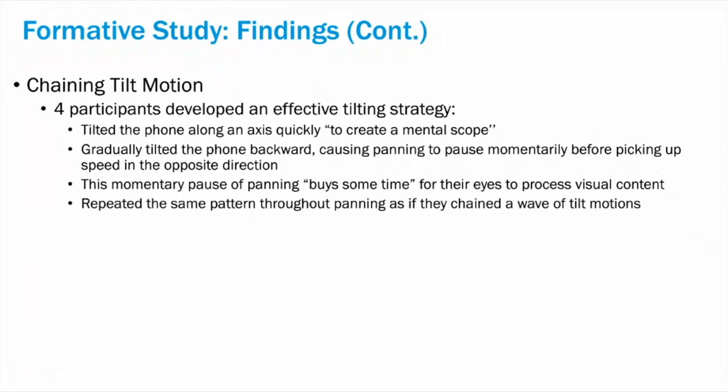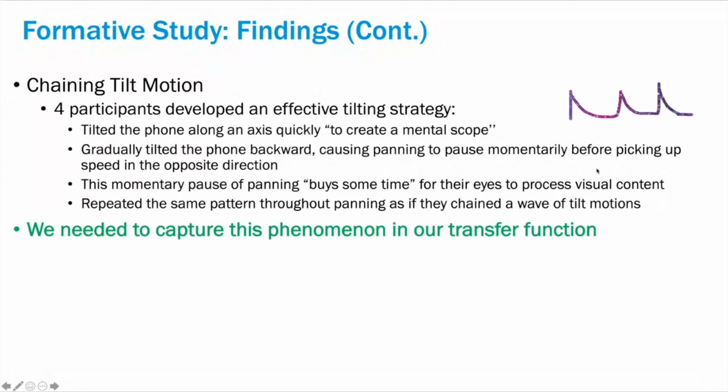We observed that when using tilt to pan, some participants tilted the phone along an axis quickly to create a mental scope, then gradually tilted the phone backward, causing the panning to pause momentarily before picking up speed in the opposite direction, as if they were buying some time to process visual content. This process looked like a wave of tilt motions. So we need to capture this phenomenon in our transfer function.